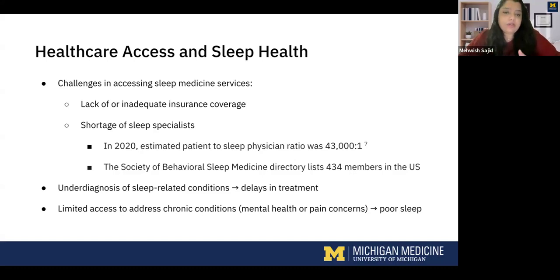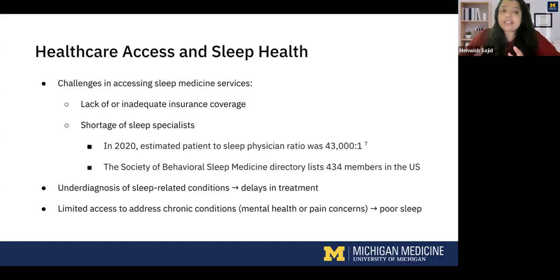And then the Society of Behavioral Sleep Medicine directory, which is a great resource for providers and for patients to help find sleep psychologists, especially those who are trained in CBTI for insomnia concerns, lists about 434 members in the US as providers who are available for sleep-related concerns. And so that number is even smaller when we think about the number of patients that need to see our sleep psychologists and members of the SBSM.